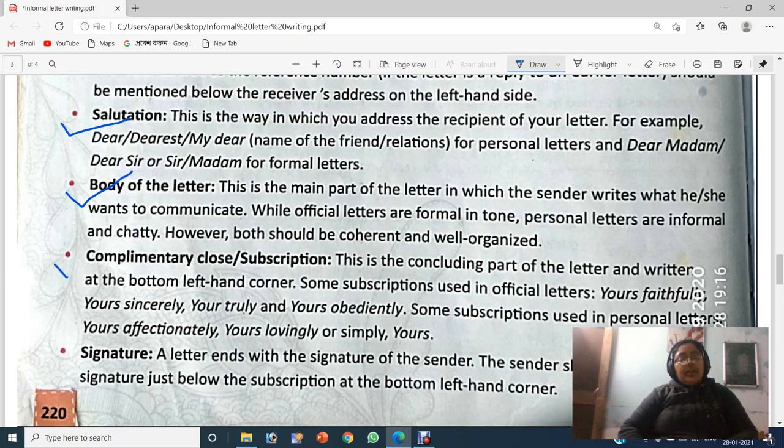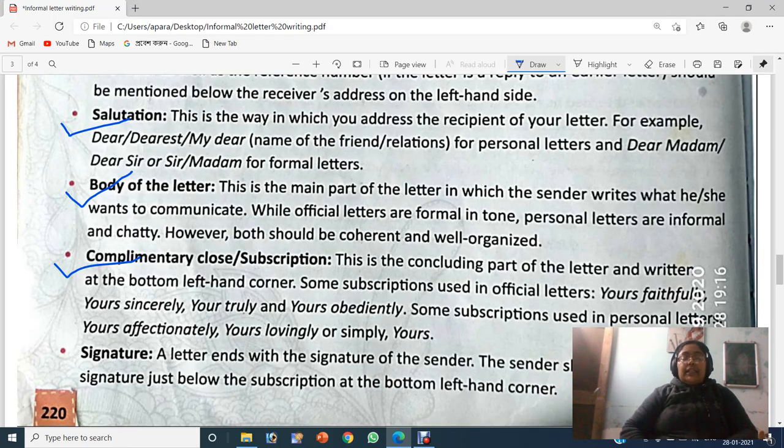Okay. The next comes the close, the complimentary close, the closer section. What is this? This is the concluding part of the letter. It is written at the bottom left hand corner. Some subscriptions used in official letters are yours faithfully, yours sincerely, yours truly, and yours obediently. Some subscriptions used in personal letters are yours affectionately, yours lovingly, or simply yours.